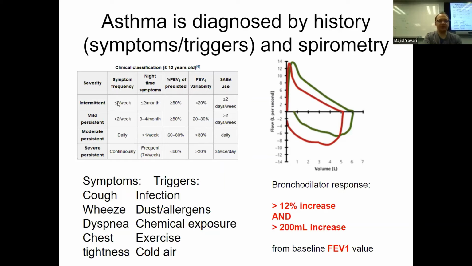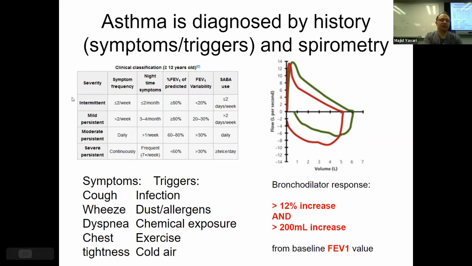And you can see the clinical classification here: symptom frequency, nighttime symptoms, percent of predicted FEV1, short-acting bronchodilator use, and mild persistent, moderate persistent, severe persistent.